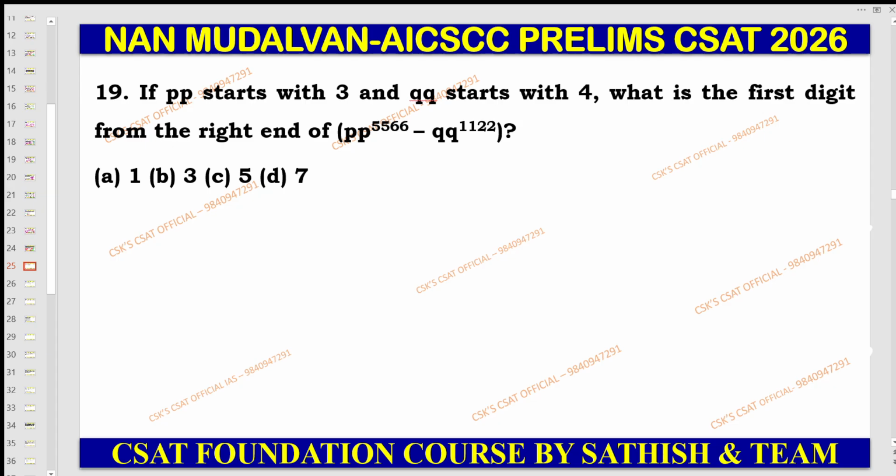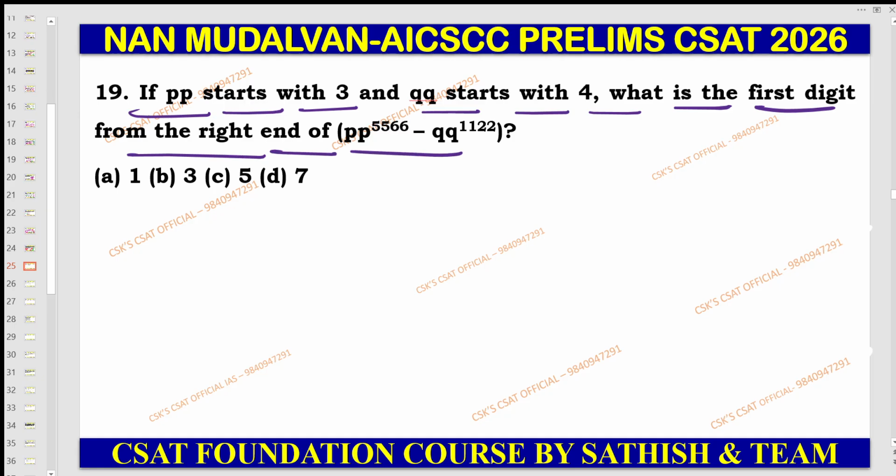Next question. PP starts with the 3, QQ starts with the 4. What is the first digit from the right end? So you have to find out the unit digit. PP starts with the 3, so therefore the unit place here is also 3. QQ starts with the 4, therefore the unit place here is also 4.